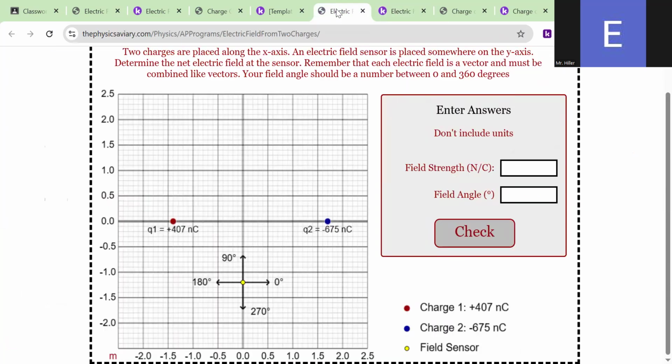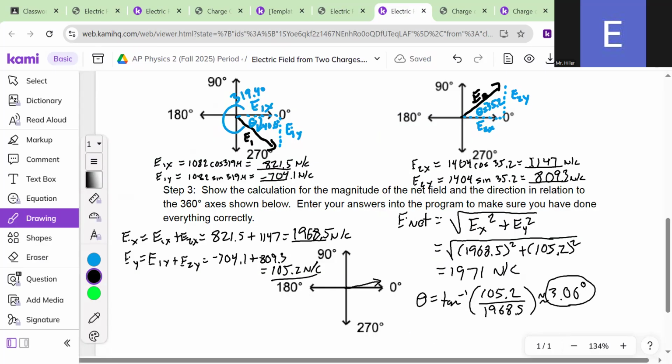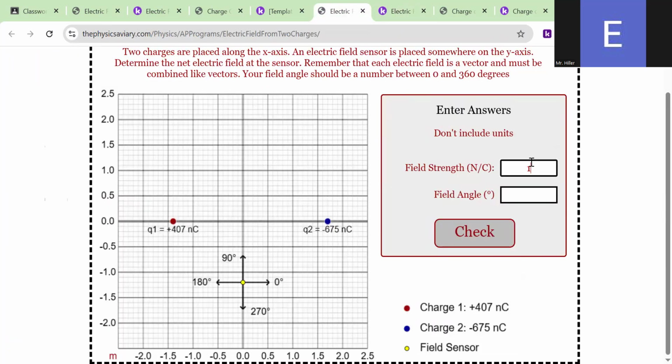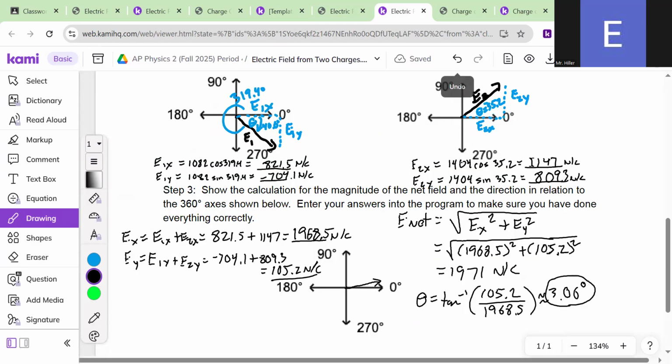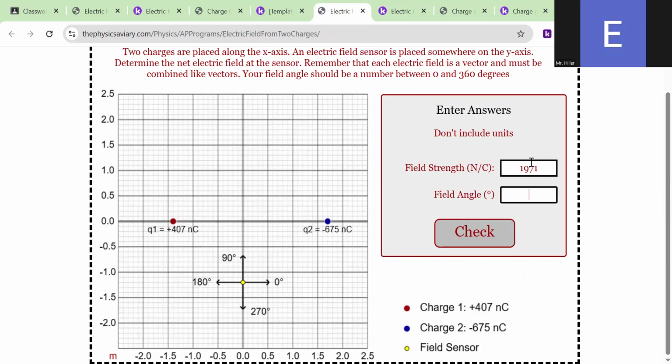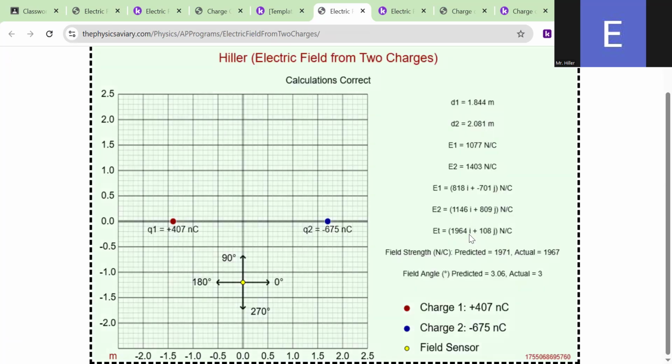All right. Enter my values in there. So what I have, 1971, and about 3.06. And there you go. Hopefully you were able to get question 3 right yourself.